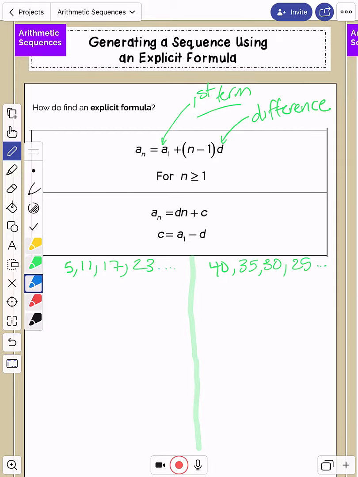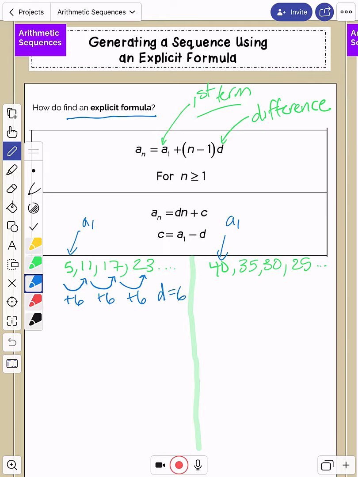Right. So the first thing you do, if you want to find the explicit formula, is you say, okay, there's my A1. That's good. No more work. And then you're going to find your difference. And make sure it really is arithmetic. It has the same step. So 5 to 11 is a plus 6. 11 to 17 is a plus 6. 17 to 23 is a plus 6. So we know D equals 6.